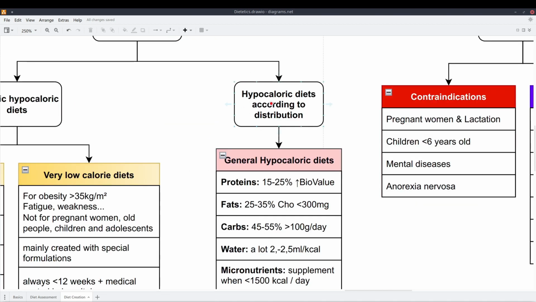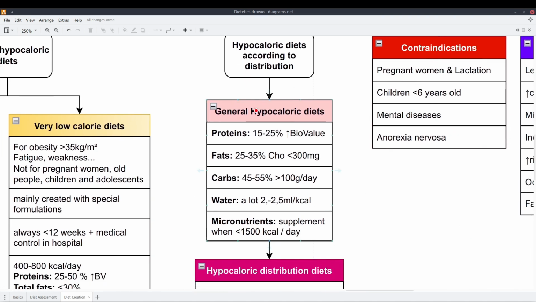On the other hand, we have the hypocaloric diets according to distribution. So you have to know that a general hypocaloric diet has 15-25% of proteins with a high biological value. Fats are between 25 and 35% with the cholesterol under 300 milligrams. Carbohydrates are between 45 and 55% and always more than 100 grams per day. Water is a lot, between 2 and 2.5 milliliters per calorie.